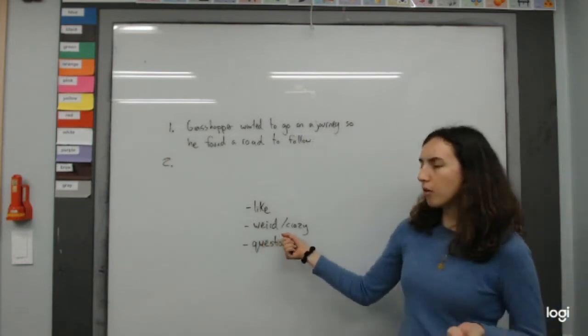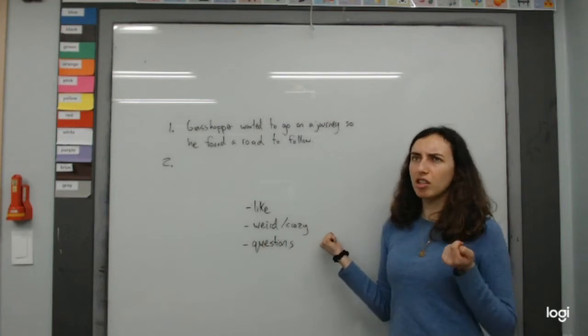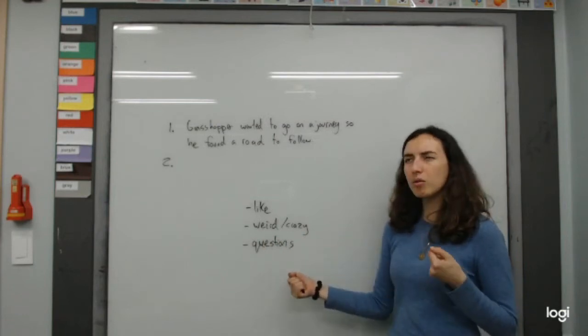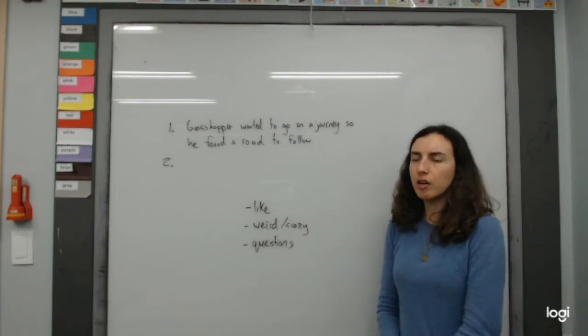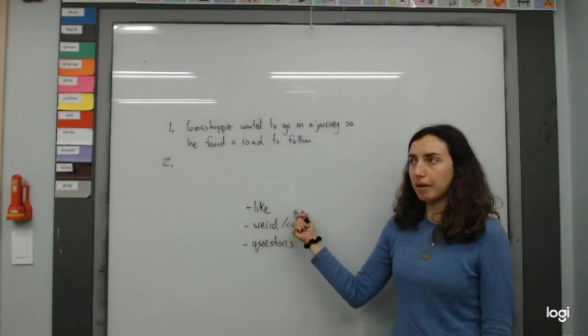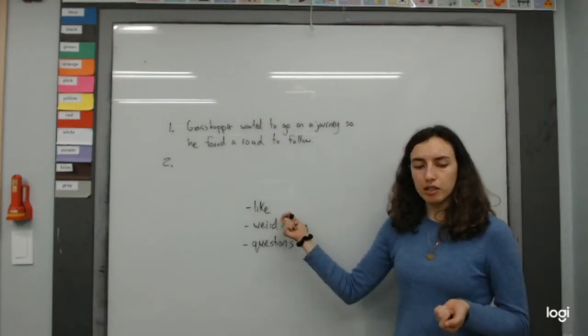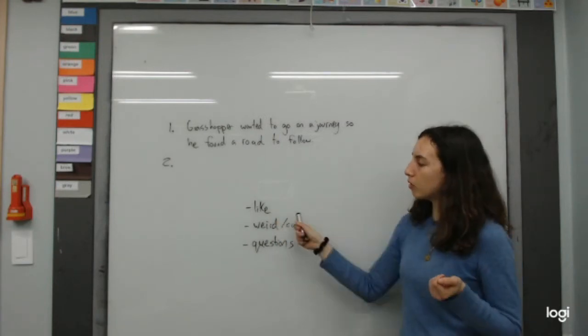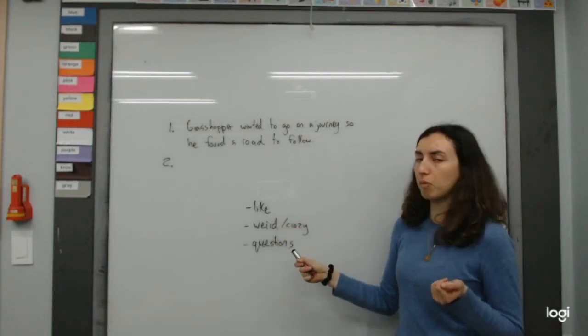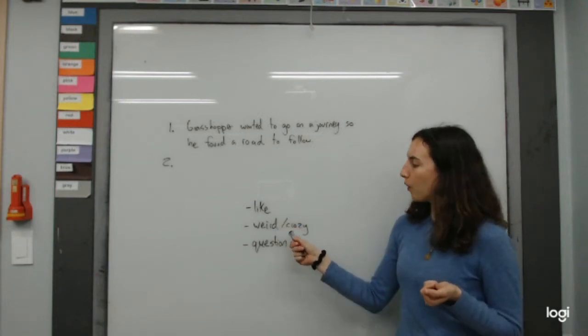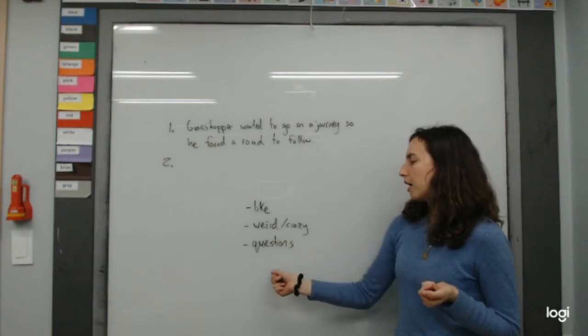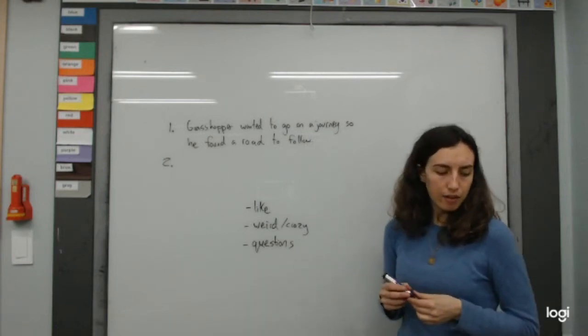So maybe one thing you thought was weird is animals are talking. Or maybe you want to know, where is Grasshopper going to go? Or maybe you like Grasshopper. Maybe you like the pictures. So think, what did you like about the beginning of the story? Or what was weird about the beginning? And what questions did you have?